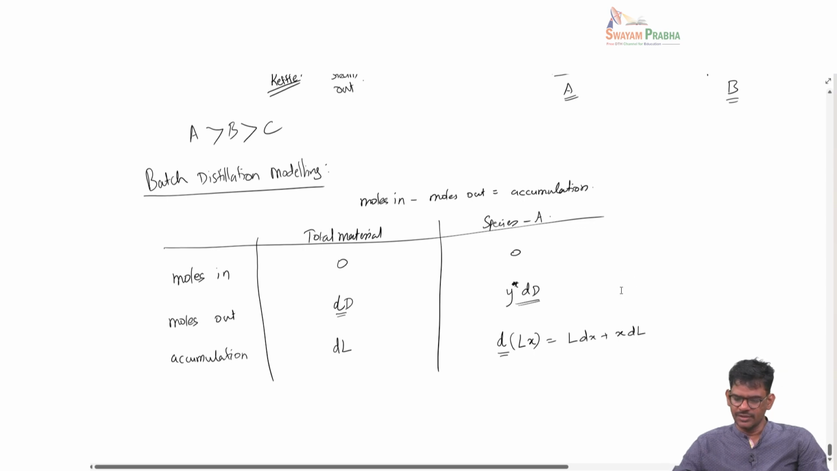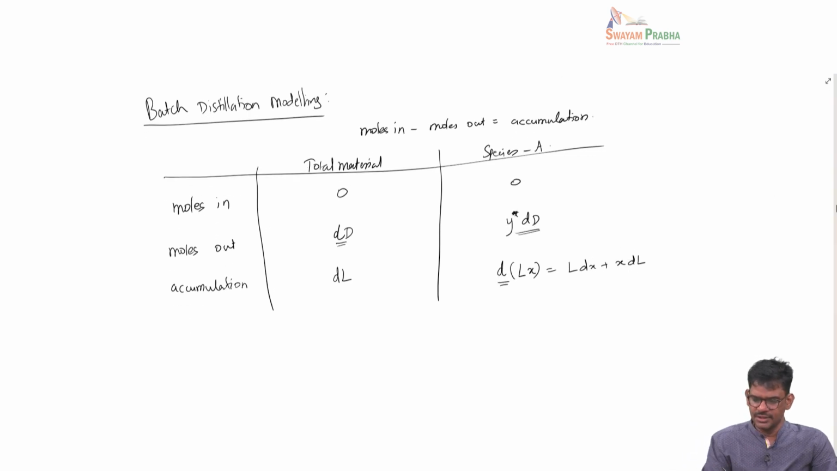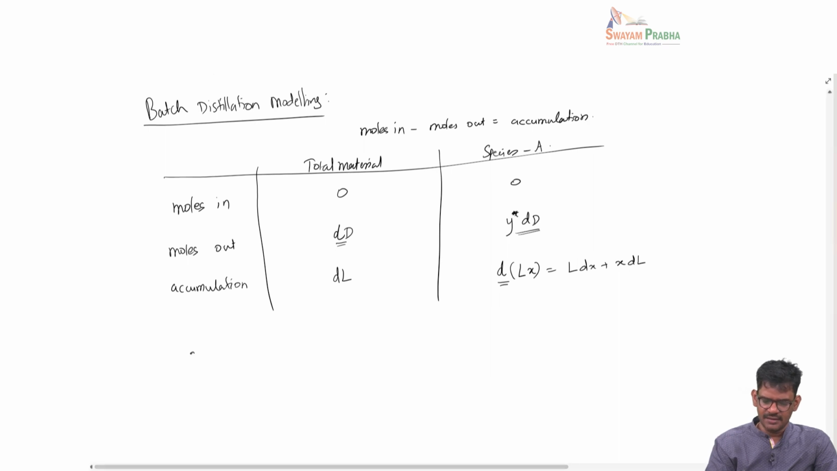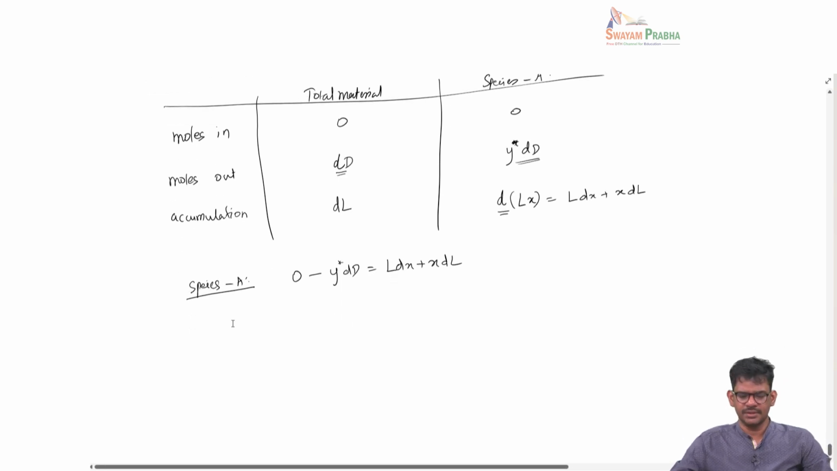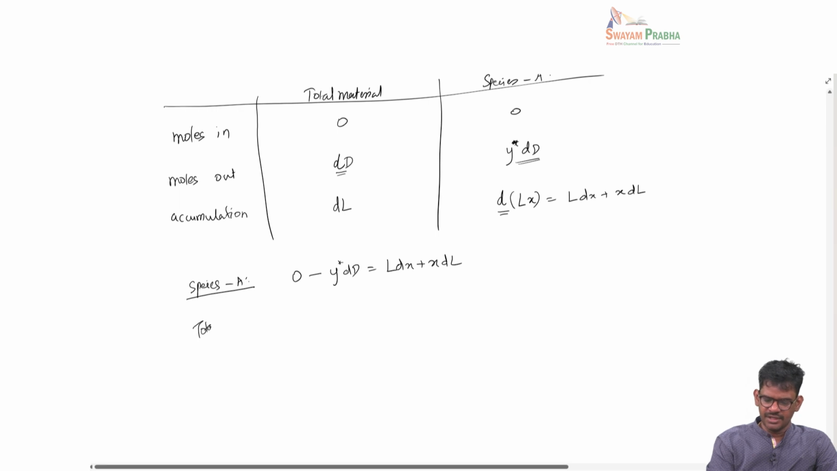So now we can collect all these terms and write this mole balance with respect to species A. Moles in is 0, moles out is Y star dD, and the accumulation term is L dx plus x dL. This is one equation, and then if I have to write it for total material, in is 0, out is dD, and accumulation is dL.